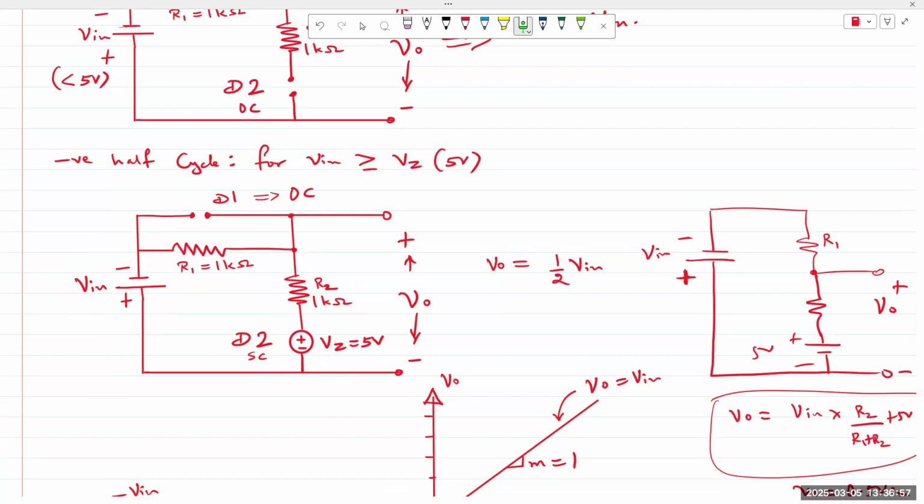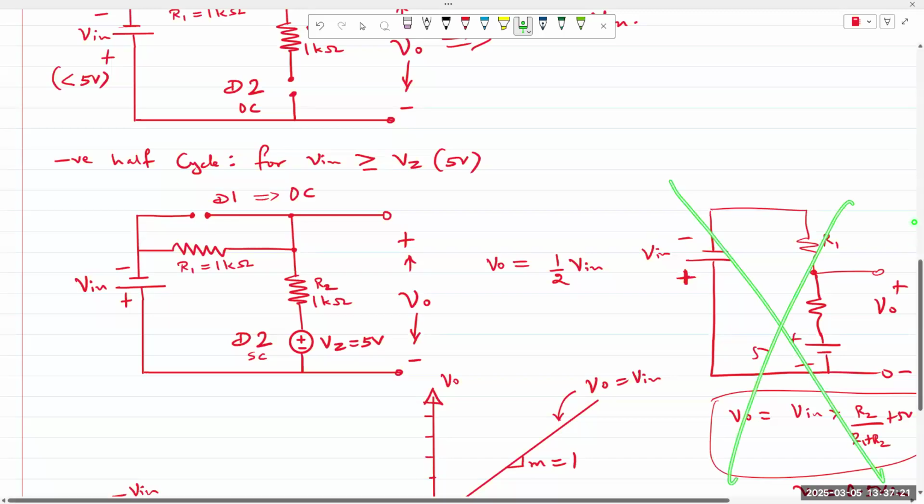So my analysis was that V out would simply be half of V in, because you're taking the output across R1, between R1 and R2. So my analysis was that V out would be half of V in. Okay, half of V in.